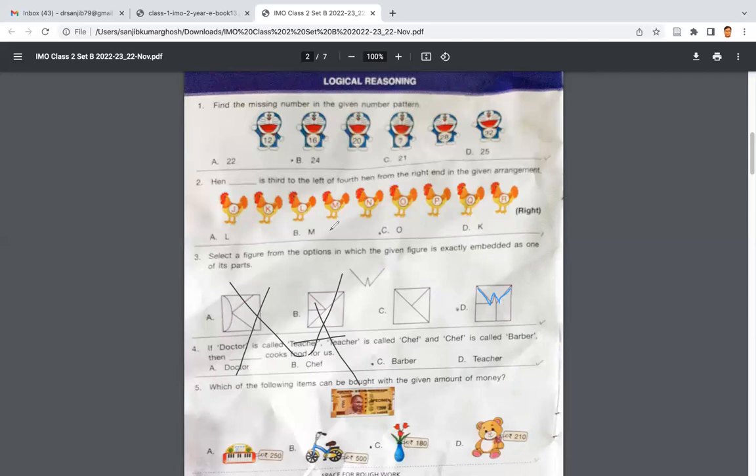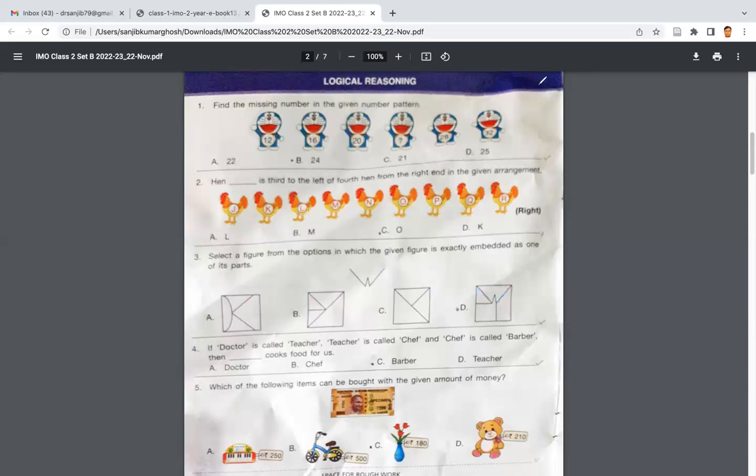Excellent, Beta. Number two, I have another explanation. You may follow your own rule, whichever you like. See, this is the shortcut. From the right end, if we count, we need to reach the fourth. So this one is one, then two, then three, then four. This is from the right end. And then what it is saying is third to the left of the fourth. So the left will be this side. If we count from this side, the third one will be one, two, three. So the third one is L. You can also follow the rule you said. Excellent, Shuanshu. Both the answers are correct.